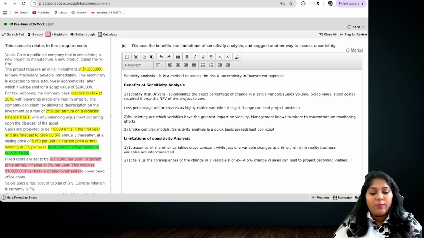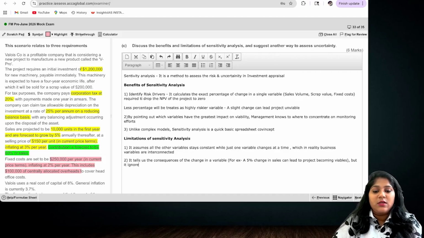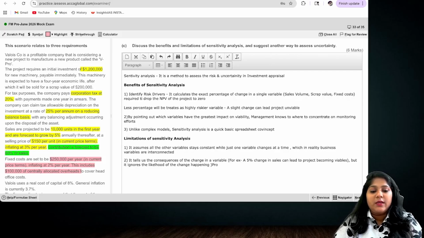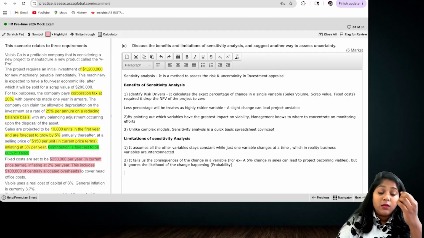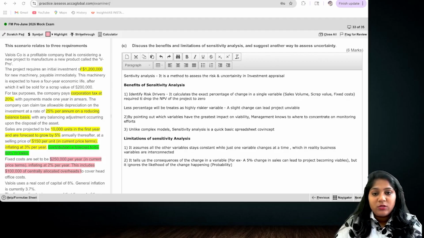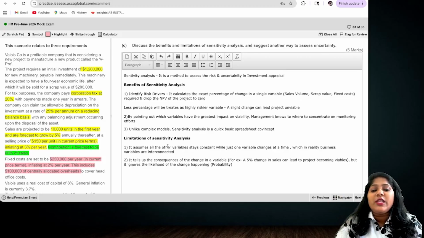But it ignores the likelihood of the change happening, that is, probability. Something like that, maybe you guys can go ahead and write. So what do we have? We have both benefits and limitations. I've already written 5 points.